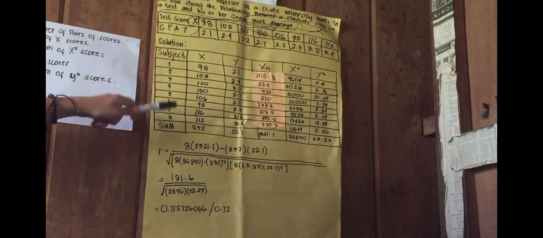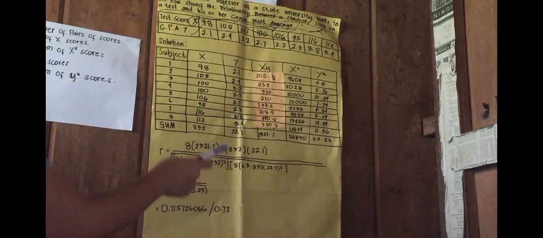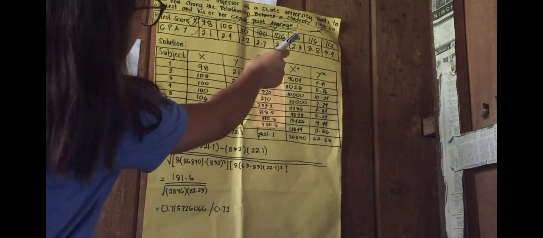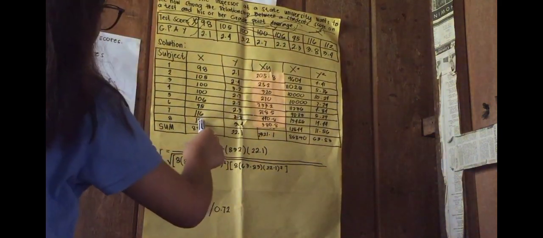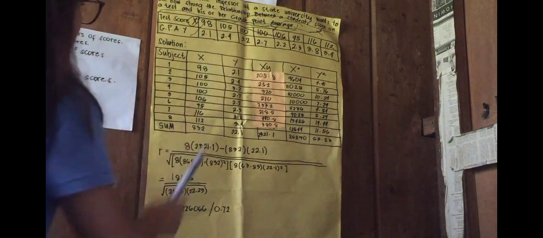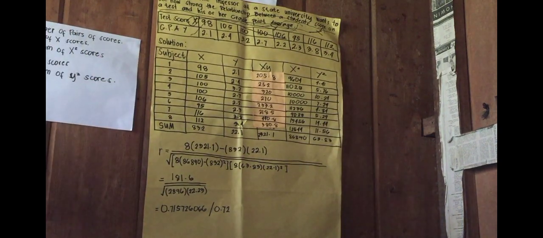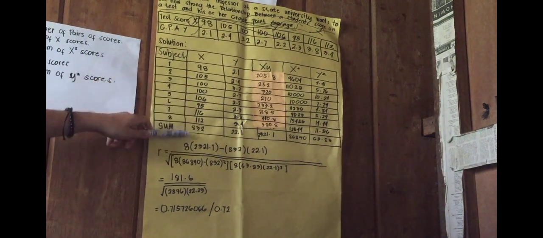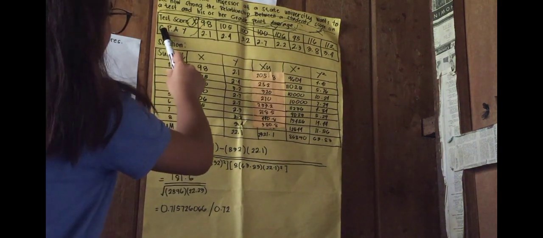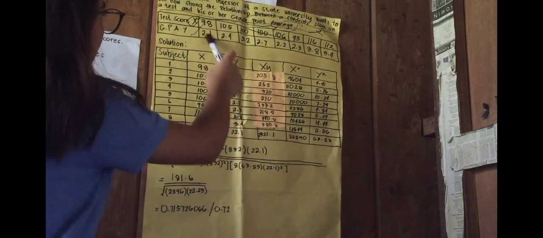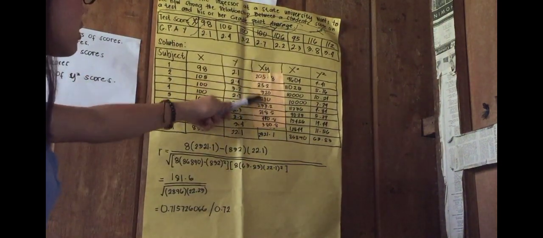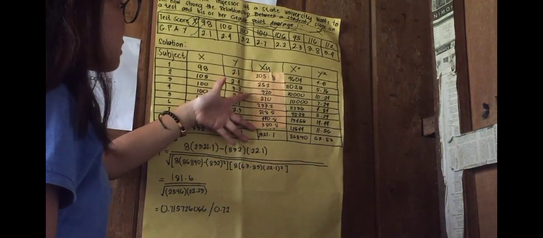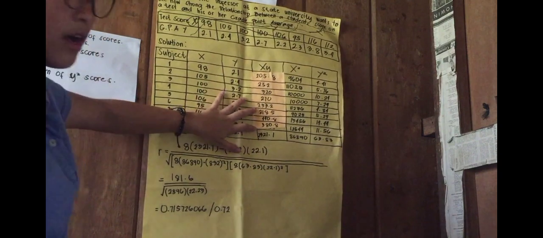So how do we solve it? We have 8 subjects. The x, the student score on a test, is already given, so we transfer it to column x. For the first subject it is 98. Then the y, the grade point average, is placed in column y. Then how do we get xy?